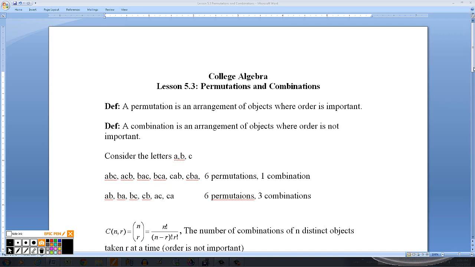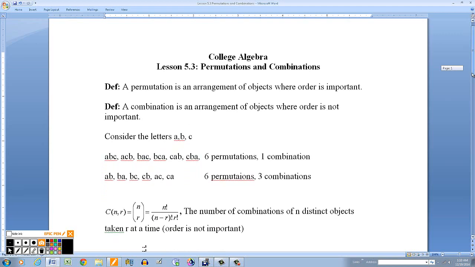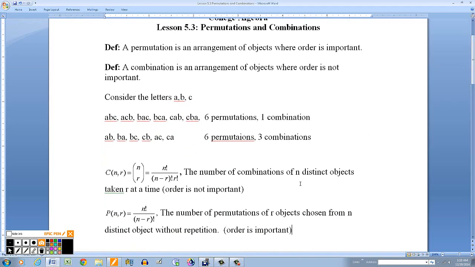Now in an earlier lesson, when we were dealing with binomials, we used this formula here. C of n comma r, or n over r, is n factorial over r factorial times n minus r factorial, and this is the number of combinations of n distinct objects taken r at a time. And again, order is not important. This is the formula we use to find the coefficients of the binomial expansion.